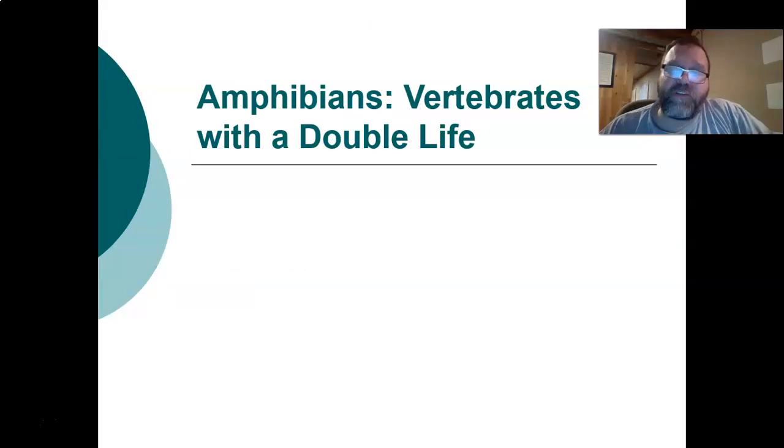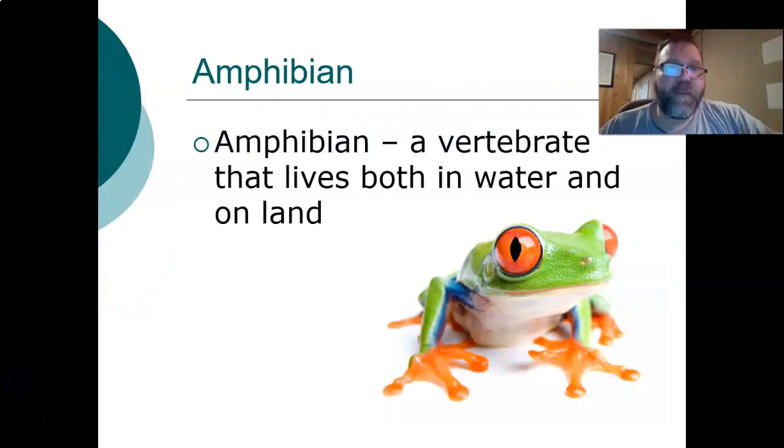Let's talk about amphibians especially. These are vertebrates with a double life. Amphibian, a vertebrate that lives both in water and on land. That's a great definition for amphibian.